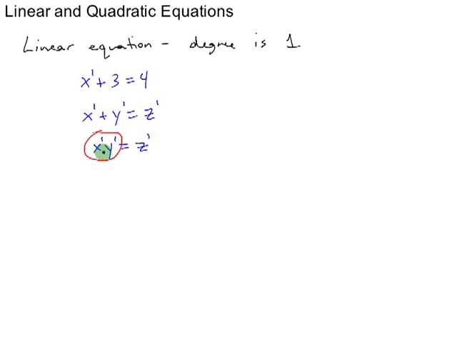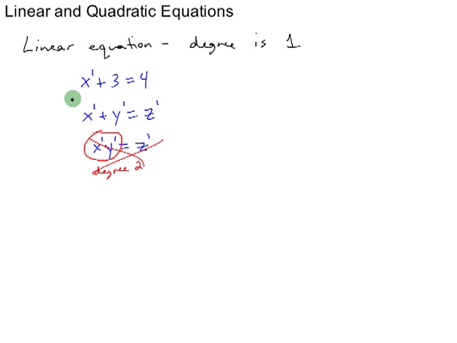Now, since this is all one term, its degree is comprised of both exponents added together. So this degree is 2. The z has a degree of 1, but the highest degree is 2. So this is not a linear equation. Okay?